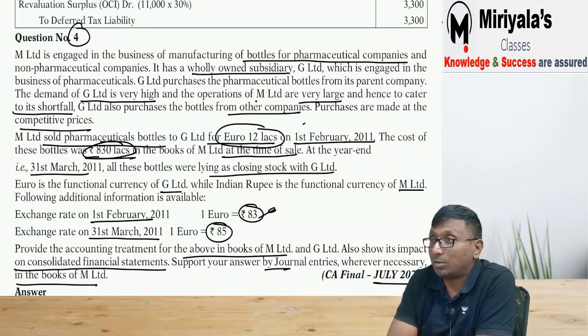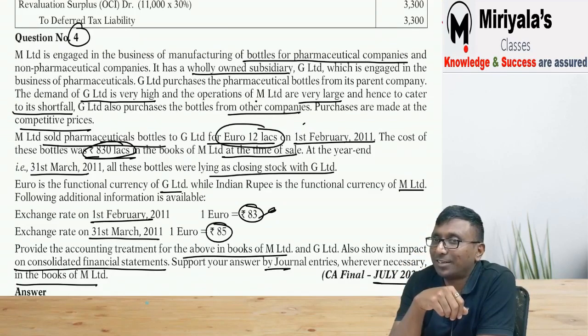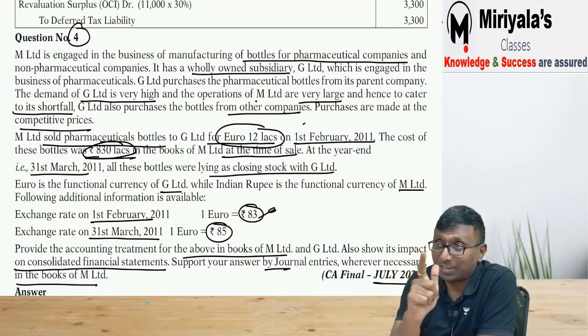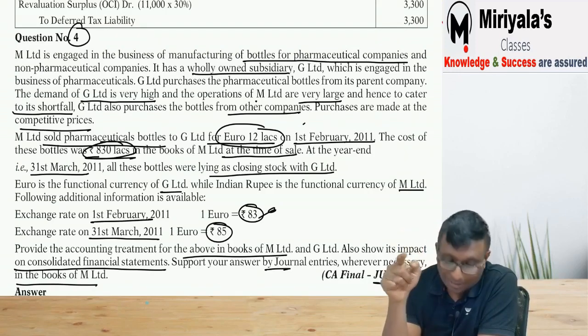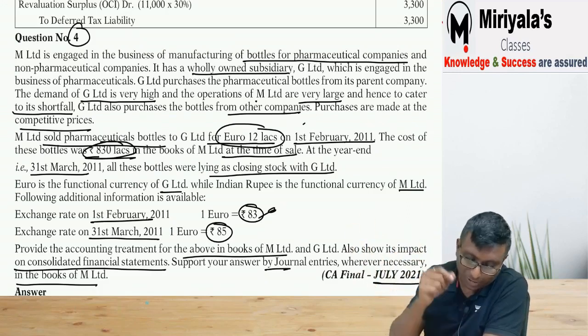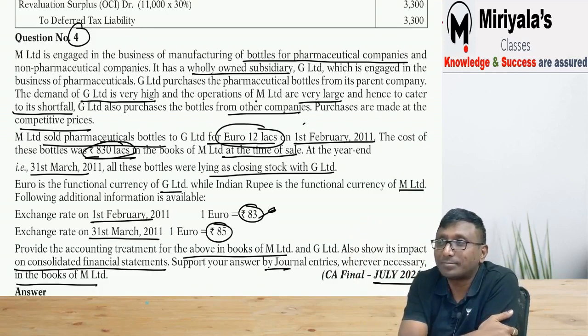But one point you need to understand. The 12 lakh euros, first of all, is sitting in whose books? The subsidiary, G Limited. In G Limited's balance sheet it is sitting as inventory, at cost. But when you are consolidating, you will translate all assets and liabilities using the closing rate. So 12 lakh euros, when you bring it to your balance sheet, you must take 85, not 83.